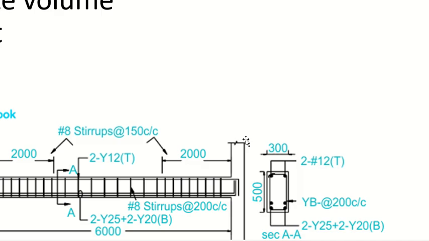95. 95. Where is it? It says number 8. Where is 25? No, those are... See, number 8 is stirrups. Okay, so 25. Anything else? It's a hook.